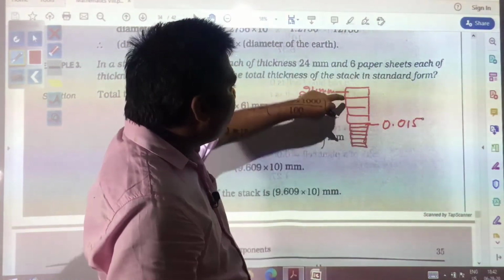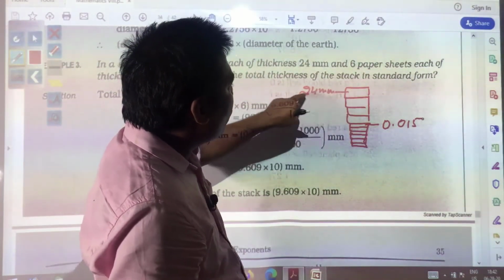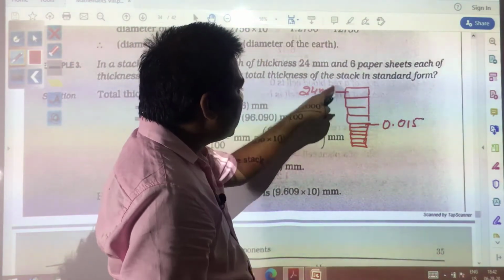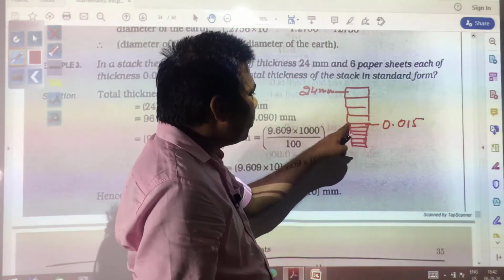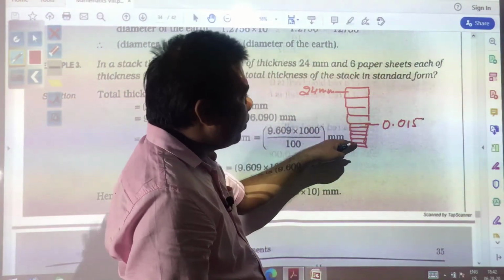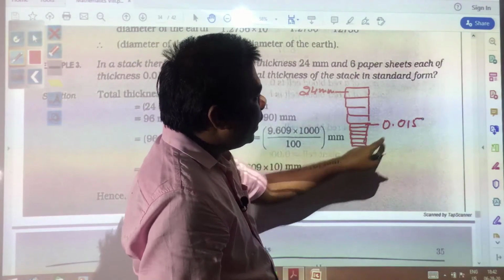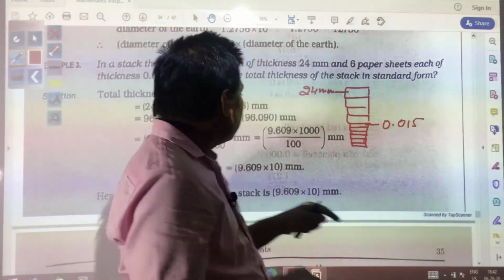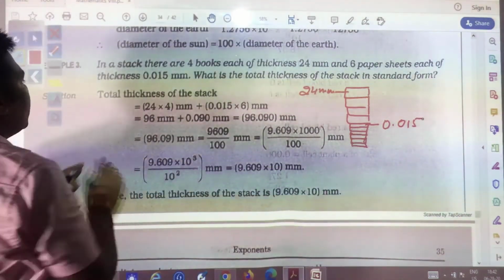What you need to do? You have 4 books, the thickness of one book is 24 mm. So, you need to find the thickness of 4 books, 4 into this much. And the thickness of one paper sheet is 0.015, so the thickness of the sheets will be 6 into this number, and then you add both, you will get the answer. Here you see how it has been done.